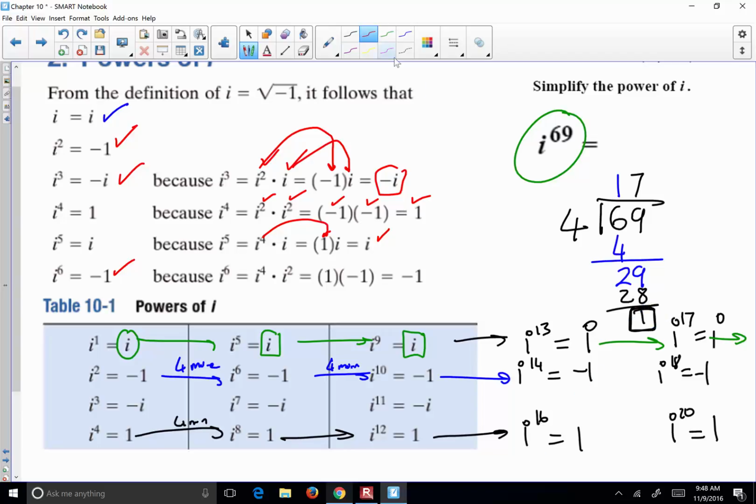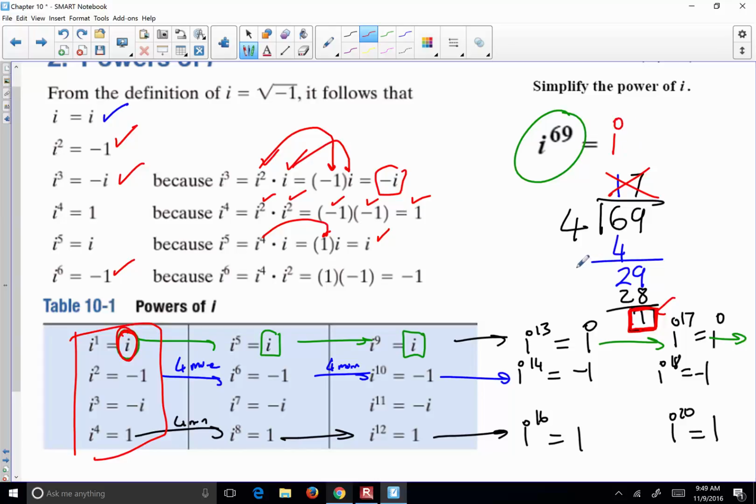And I'm marking this part. I don't care about this. I'm marking this. Guess why? This is going to tell me which one I'm going to pick. You have one of the 4 choices. i to the 69 is going to be one of these. But this tells me which row I'm going to check. Guess which row I'm going to pick. 1 is pointing to the first row. So the result is i.